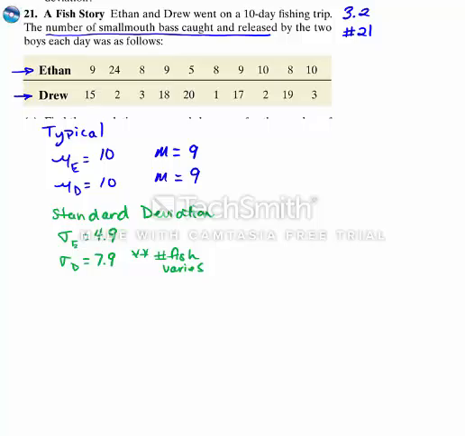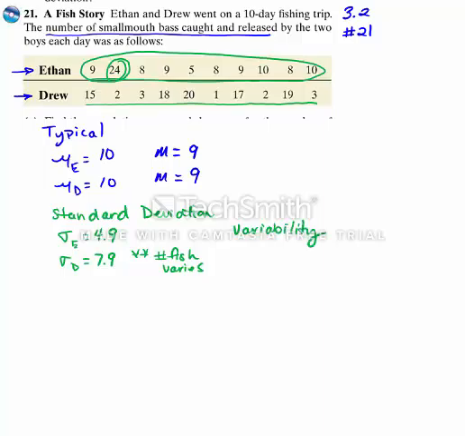You can look at the data for Ethan, and with the exception of the 24, you'll see that the number of fish caught on a daily basis is more consistent than it is for the number of fish caught for Drew. There's more variation in the number of fish caught day to day by Drew than there is for Ethan. The standard deviation gives us a nice way to compare the variability in the values of the variable, in this case, number of fish.